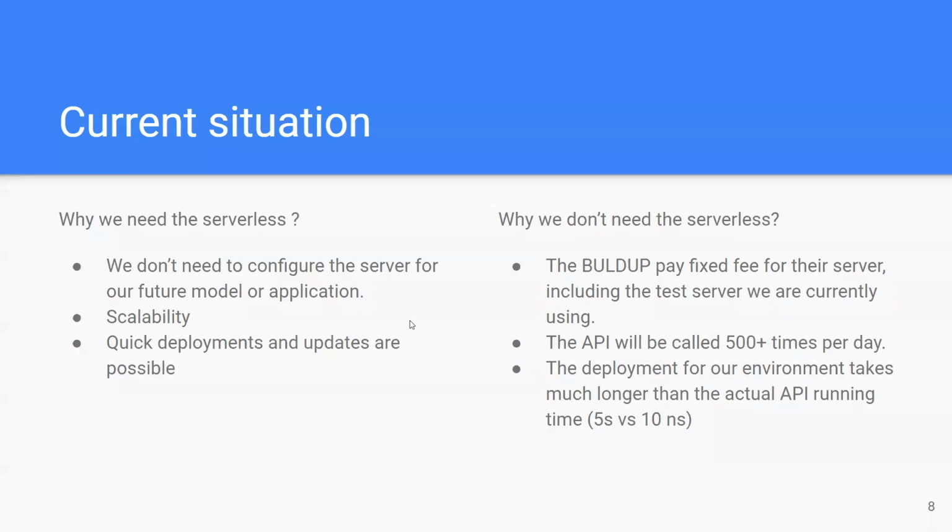So in our current situation, why do we need serverless? The reason is that if we use serverless, we don't need to worry about configuring our server, like configuring Docker, the image, setting up everything, and then running and deploying it. It also has great scalability. If the model in the future has much larger usage, one server may not be enough for that usage. So using serverless will make it easier to scale up, and it also supports quick deployment updates.